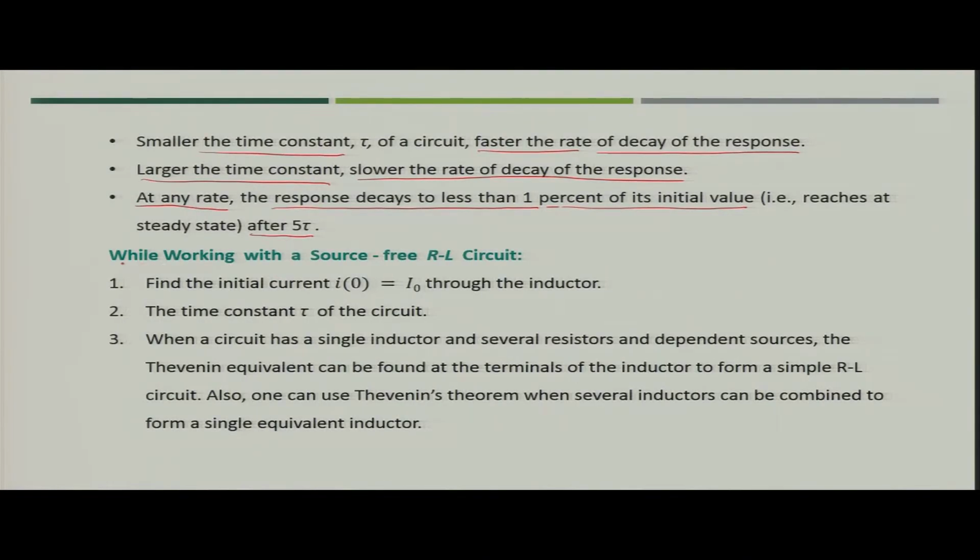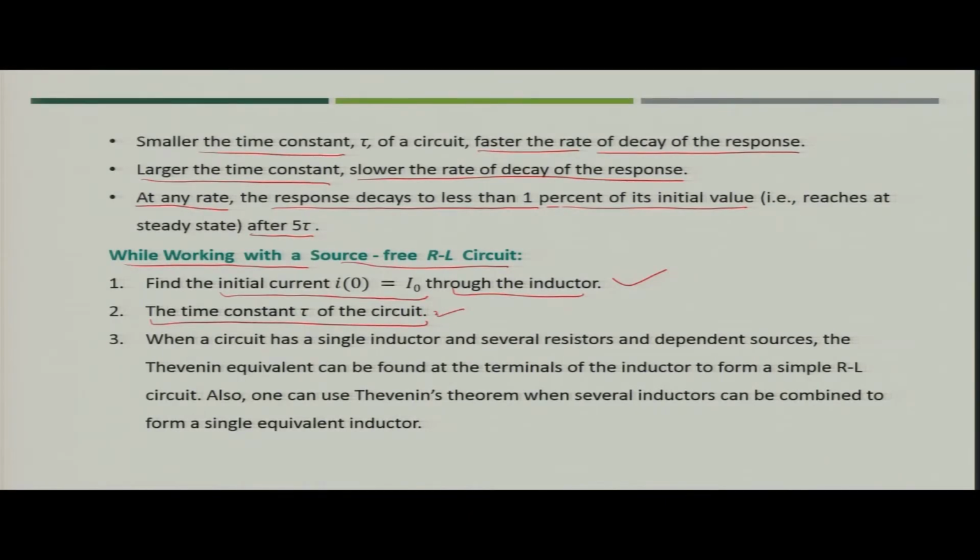Now, while working with the source free RL circuit, we have to keep 3 things in mind and solve the circuit accordingly. First is that we have to find the initial current which is flowing through the inductor, that is I at time t equal to 0, let us say it is I naught. This is something which we have to first identify from the circuit.